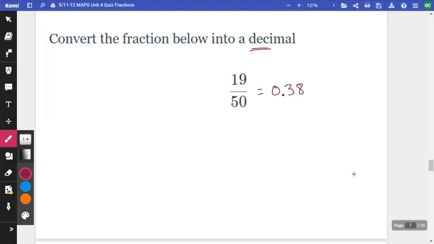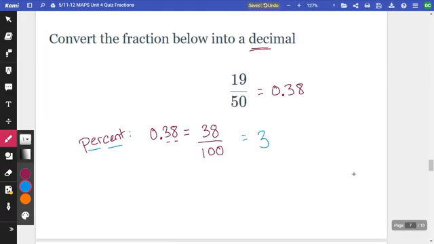0.38. And now we can also think, what is this as a percent? In our representation for 0.38 in decimal form, we can convert to 38 divided by 100, because remember we have two place values after the decimal, which means that we are looking at division over 100, and percent looks at the per of 100s, so this is equal to 38%.